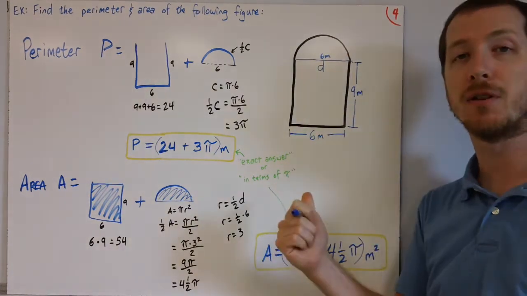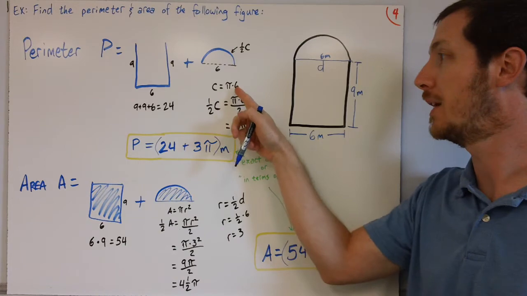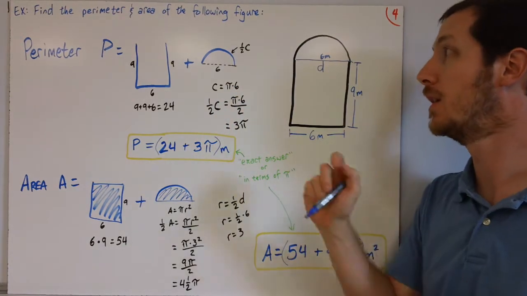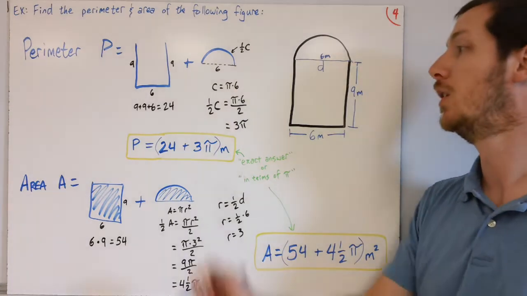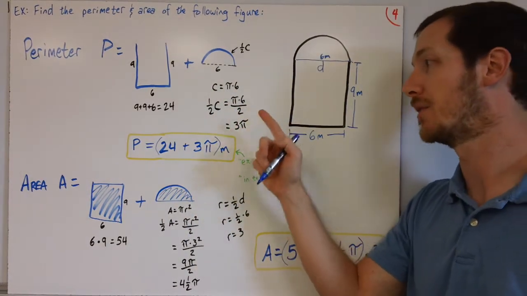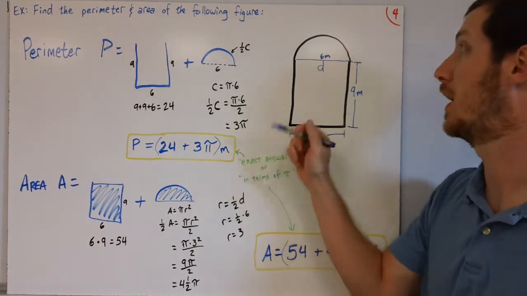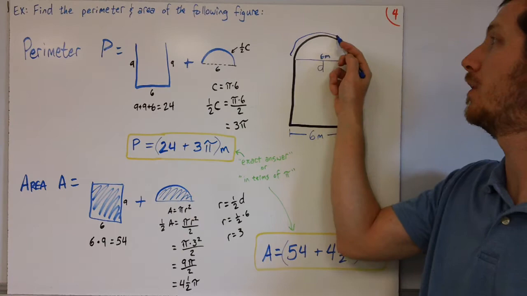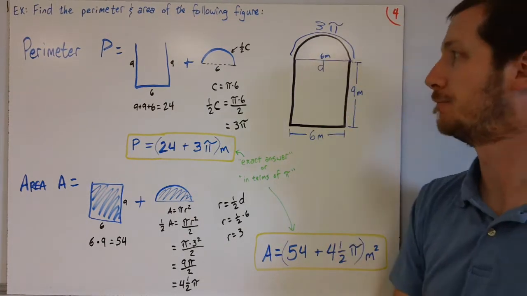So if our diameter is 6 meters, let's plug that into our circumference formula. So pi d is pi times 6. Remember, we only want half of it because it's a half circle. So half of pi times 6, well, half of 6 is 3. So that is 3 pi. So this perimeter here is 3 pi meters.